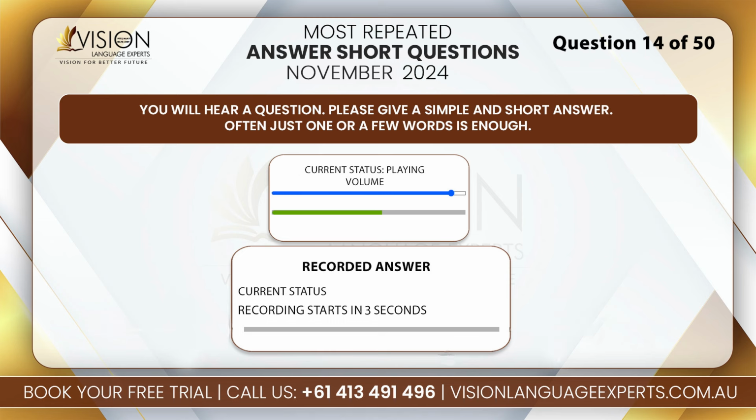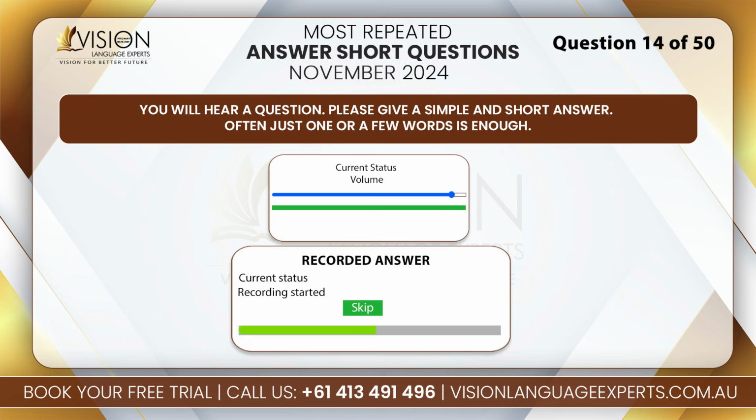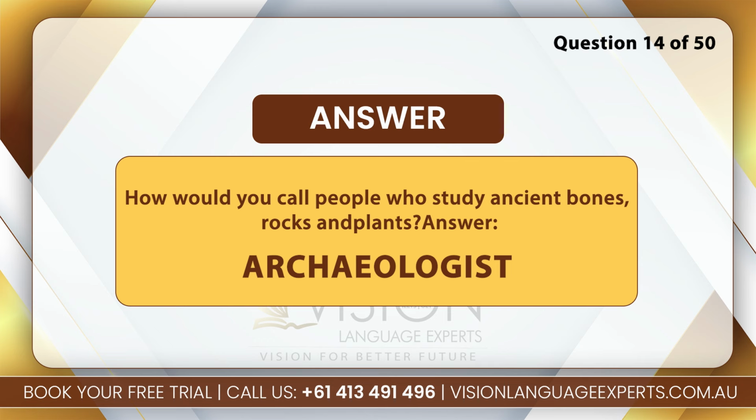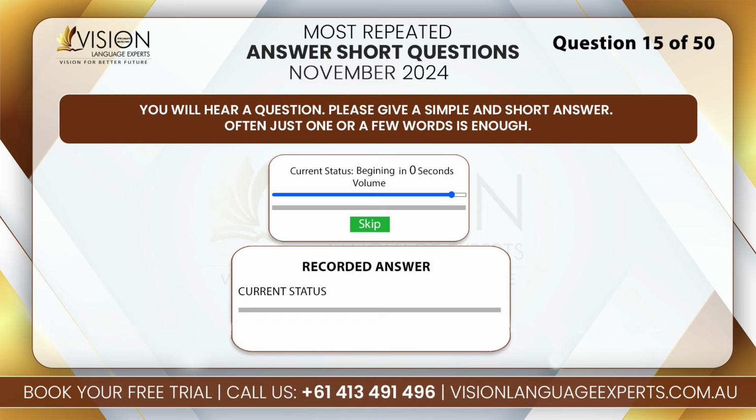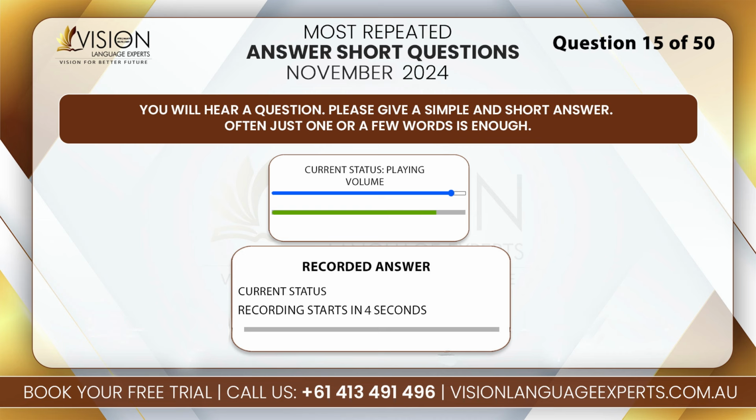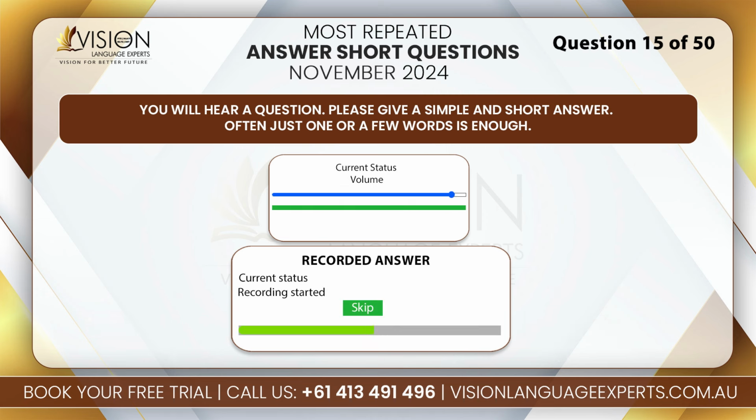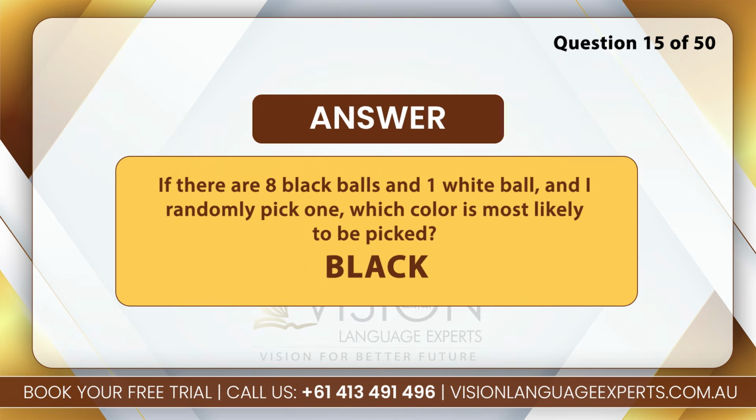How would you call people who study ancient bones, rocks, and plants? Archaeologist. If there are 8 black balls and 1 white ball, and I randomly pick one, which color is most likely to be picked? Black.